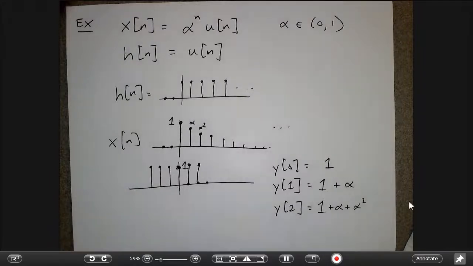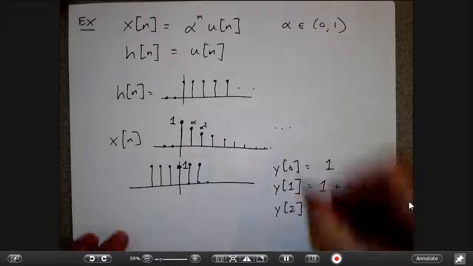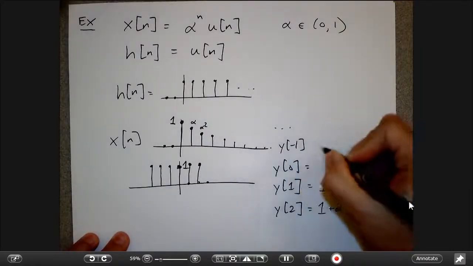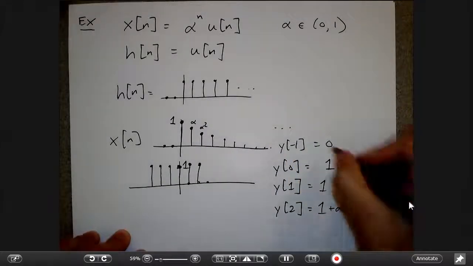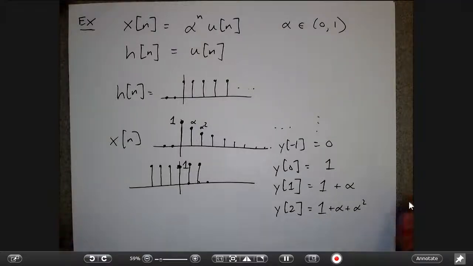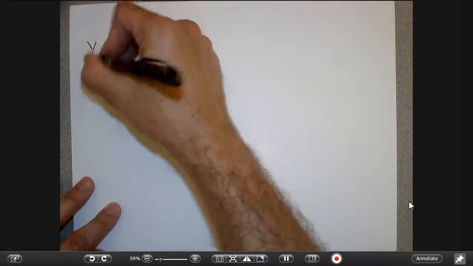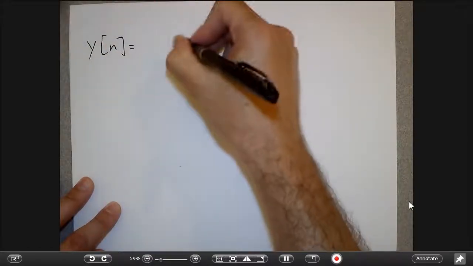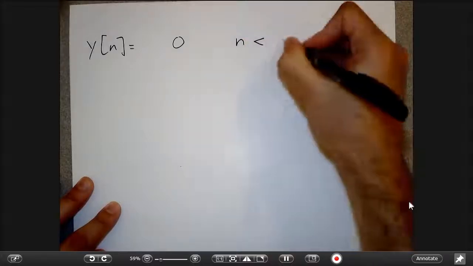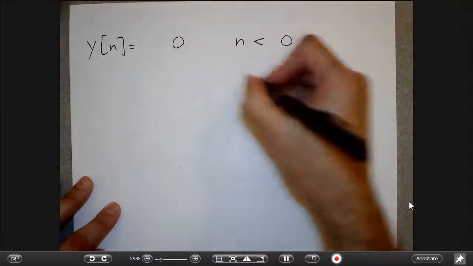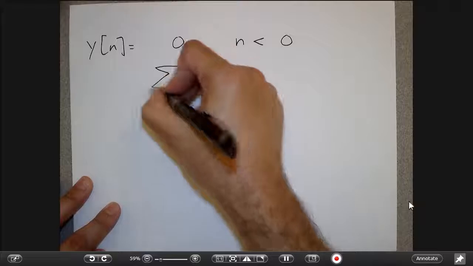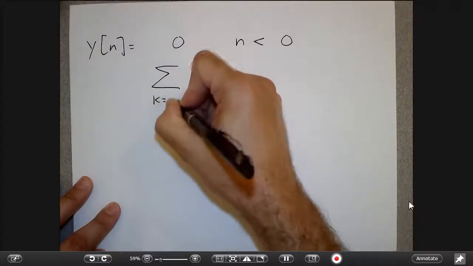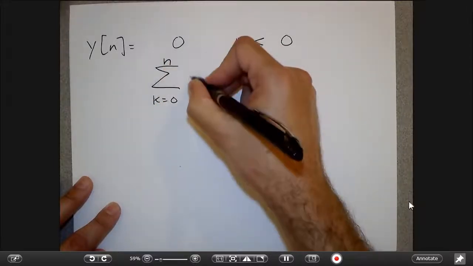And so now I see there's a pattern. If I were to write down my pattern, I'd also say that, by the way, y of -1 is 0, and all of this is 0 up this way. So my pattern would be basically saying that y of n looks like 0 for n less than 0. And for n greater than or equal to 0, it looks like the sum from k equals 0 to n of alpha to the k.